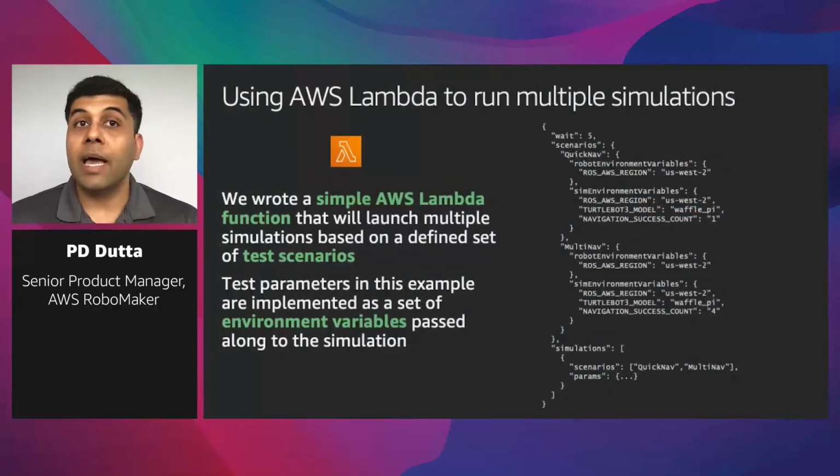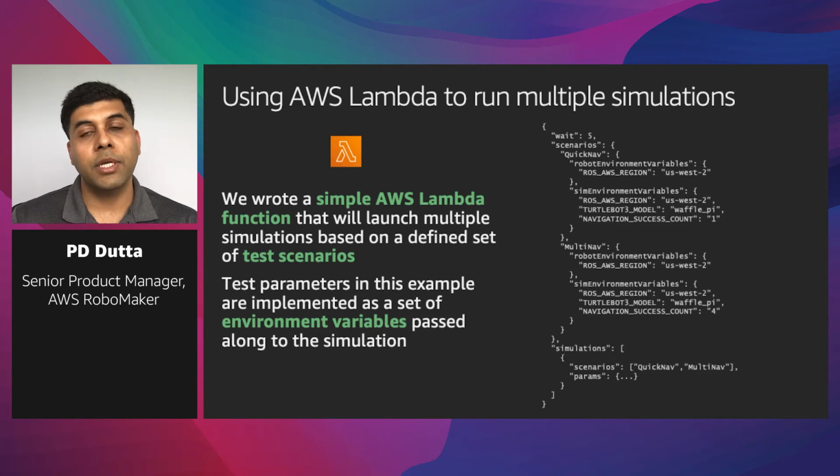I've also used a Lambda function to trigger these tests to run in RoboMaker simulation. This is not a necessity. You can use the AWS CLI or the SDK. I've used the Lambda function just for convenience, because it's an easy way to write our tests and then trigger the simulation jobs in RoboMaker.